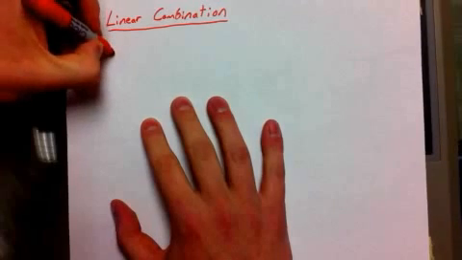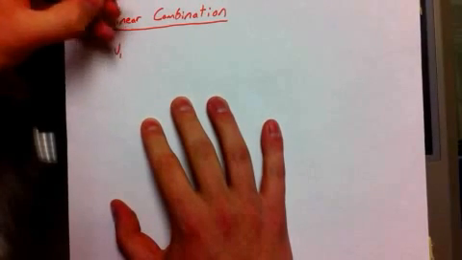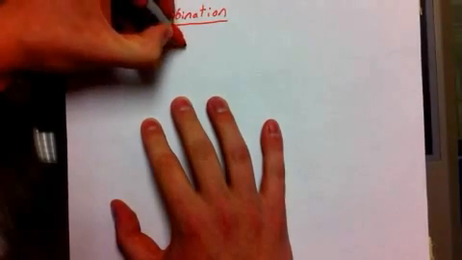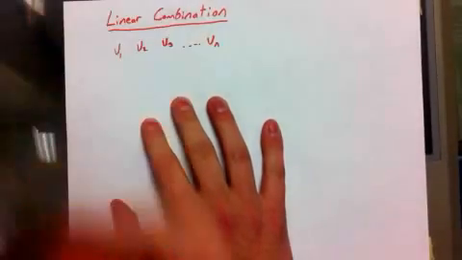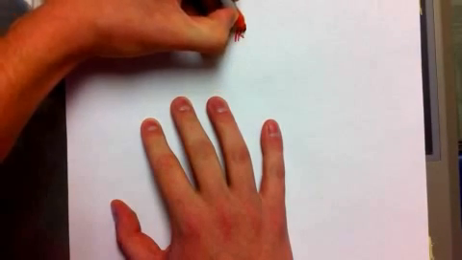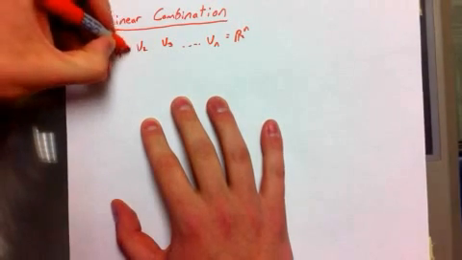So let's say we have a set of vectors. We've got v1, v2, v3, and keep going to vn. And those vectors are in the subspace of all real numbers of n. So if we want to make a combination of those, we can add them all together.